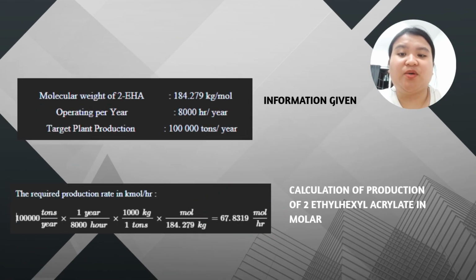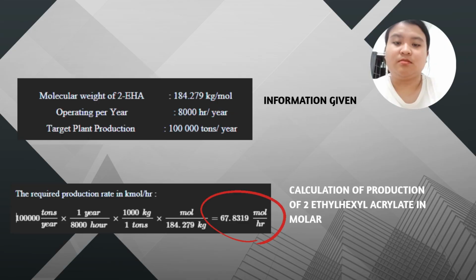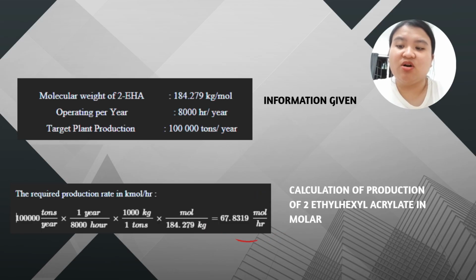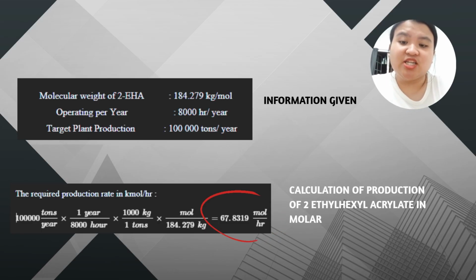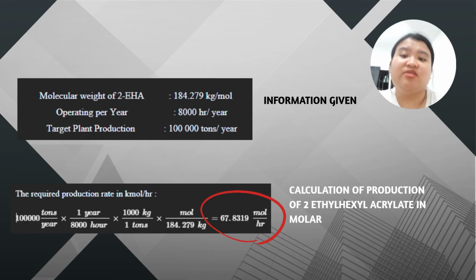The information given in the question are the molecular weight of 2-ethylhexyl acrylate, plant operating hours per year, and target plant production, which is set at 100,000 tons per year. In order to achieve the intended production rate of the final product despite losses occurring in the distillation column, the feed amount was intentionally set slightly higher. This strategy helped compensate for purification inefficiencies, allowing the process to still deliver the required quantity of 2-ethylhexyl acrylate. As a result, the feed input in the simulation was modified to ensure steady product recovery throughout the system.